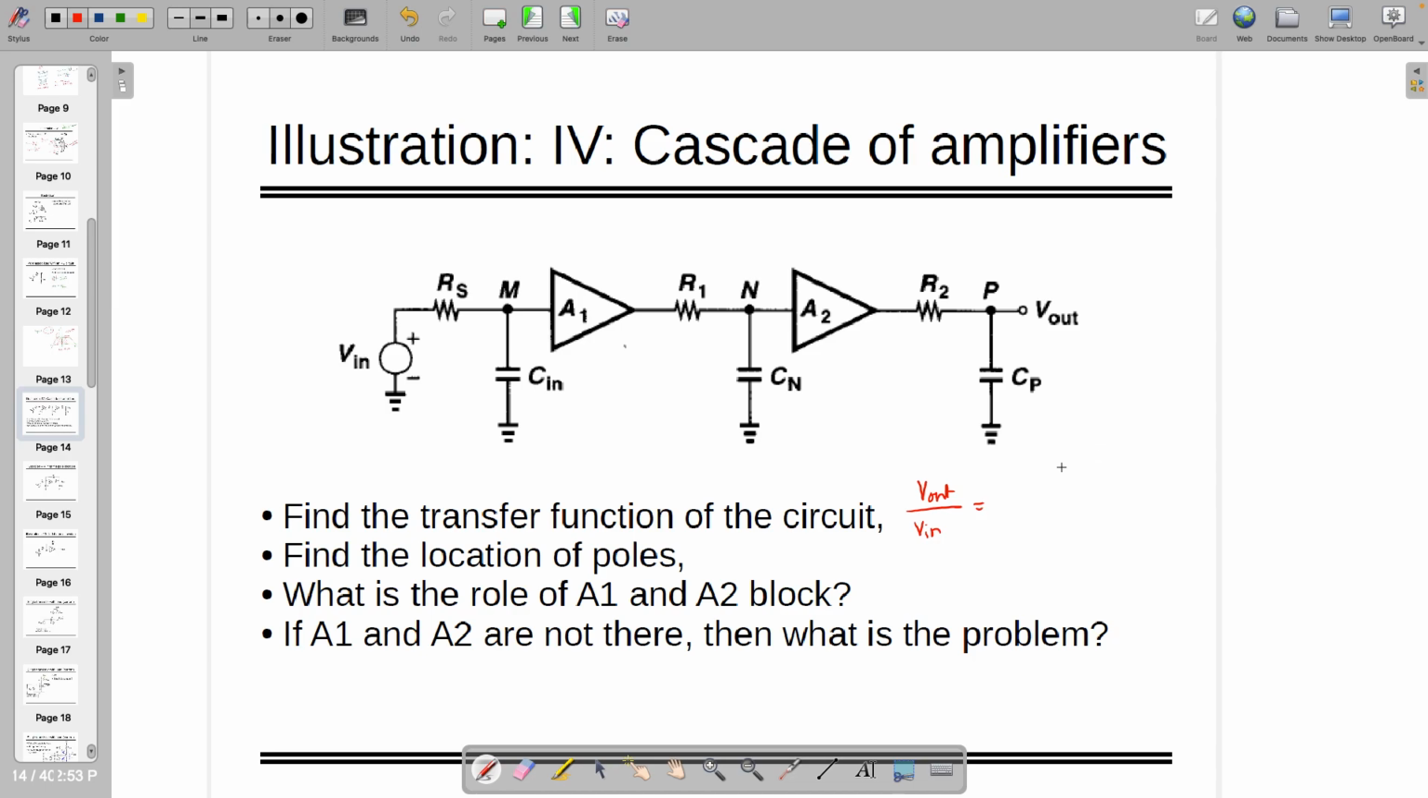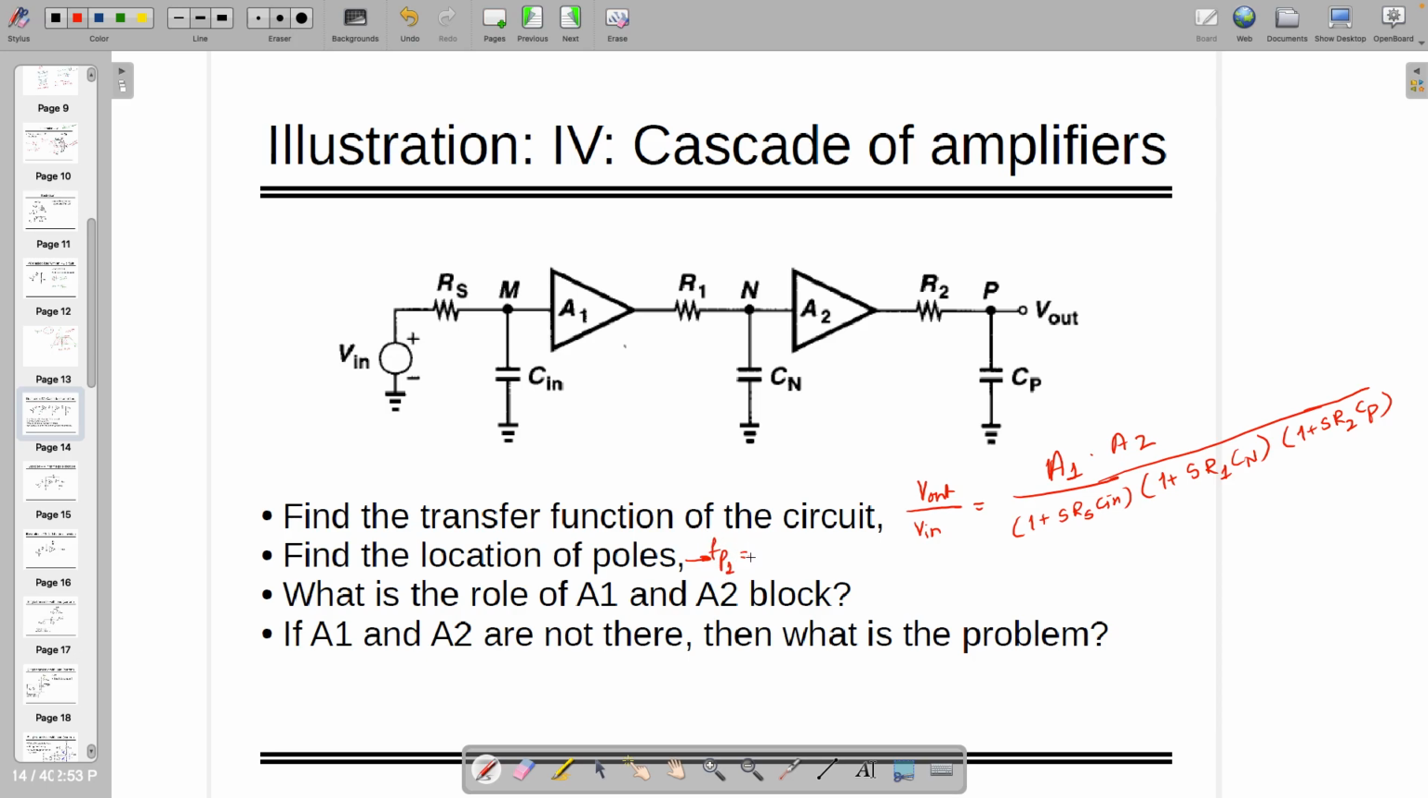One upon 1 plus S RS CD into given top. Let's keep it this way. Even with into 1 upon S R1 secant into 1 plus S R2 secant. Right? It is simpler, right? Very simple. So now, okay, find the pole locations.